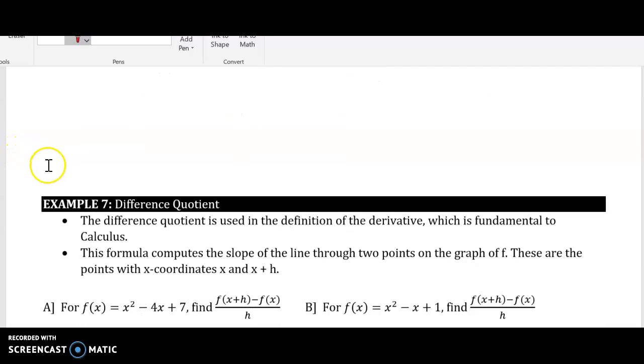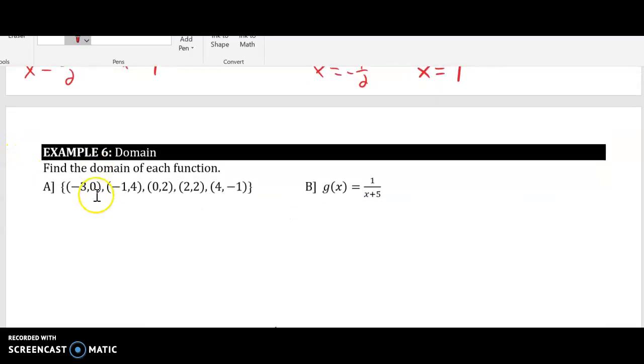Okay. We're going to finish up domain and difference quotient on a separate video, so check that out.